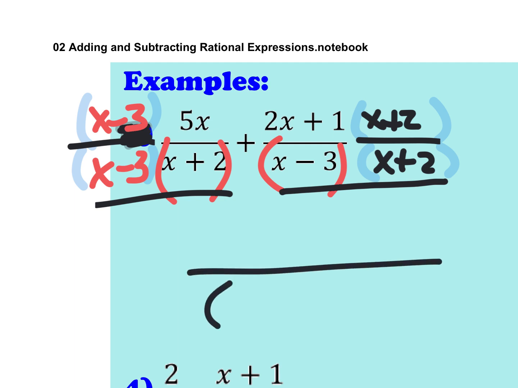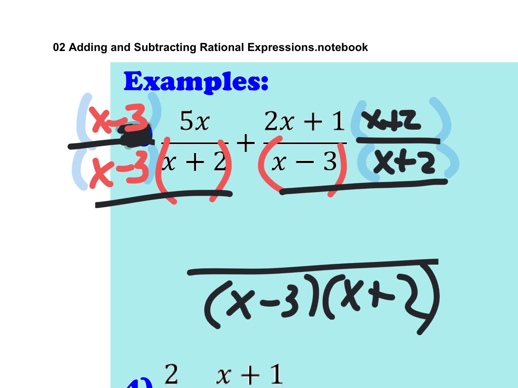So leave the denominator with x minus 3 and x plus 2. Otherwise, you're going to do all this work, multiply it out, and then what do you do? You factor it again at the end. So don't do that. Just don't multiply those out. Otherwise, you're just going to have to refactor it later.